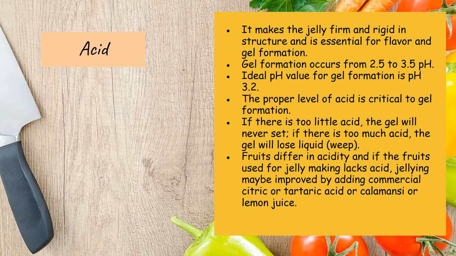Fruits differ in acidity, and if the fruits used for jelly making lack acid, jellying may be improved by adding commercial citric or tartaric acid, or calamansi or lemon juice.